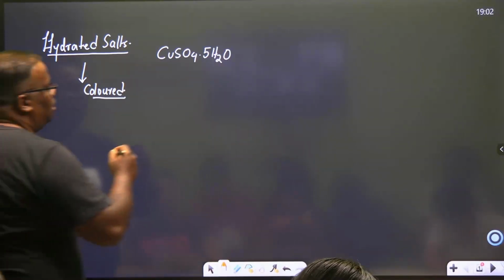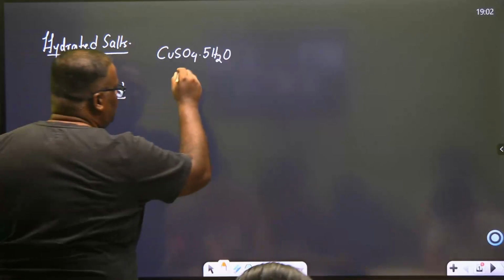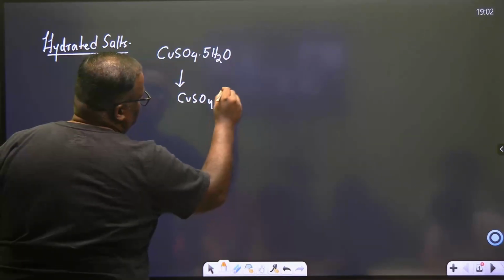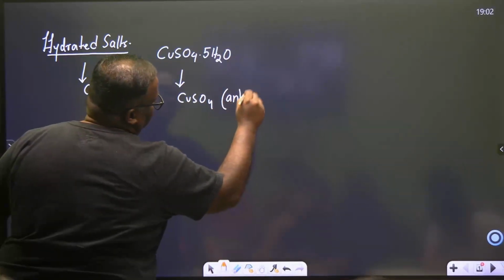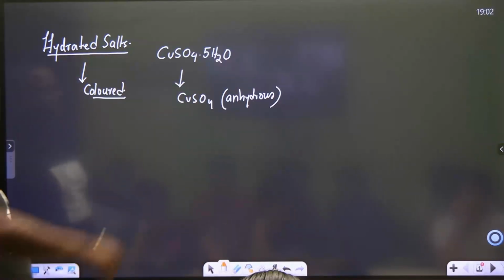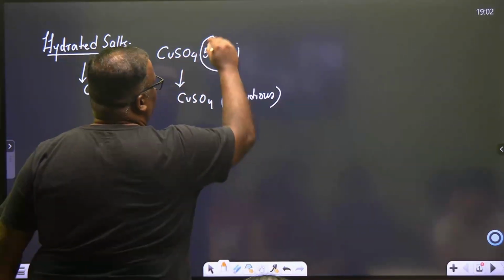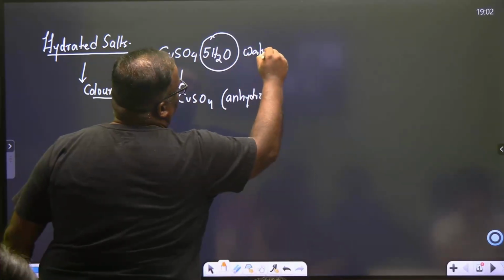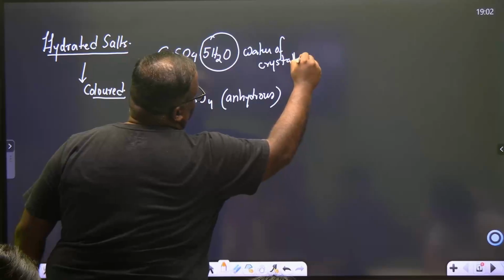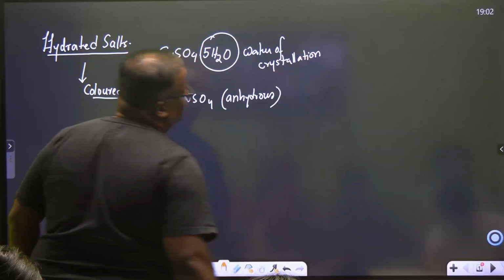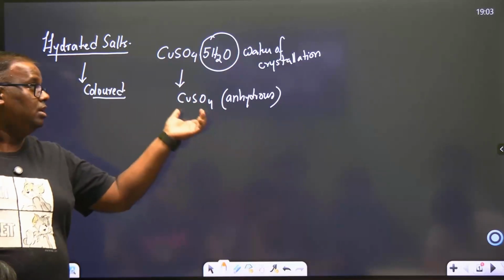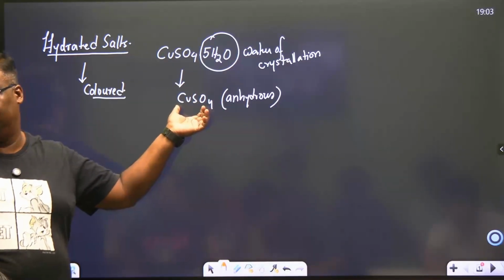Colored. That means that if you have copper sulfate which is anhydrous, say CuSO4, this is called anhydrous. Anhydrous means it does not have water of crystallization. This 5H2O portion is known as water of crystallization. Whatever I am teaching you now, we will be reading again in metals and non-metals and acid, bases and salt. If you don't have water of crystallization, this salt will be white in color.